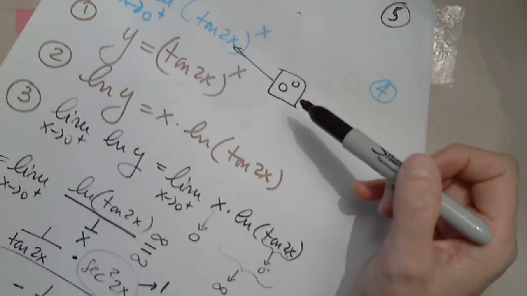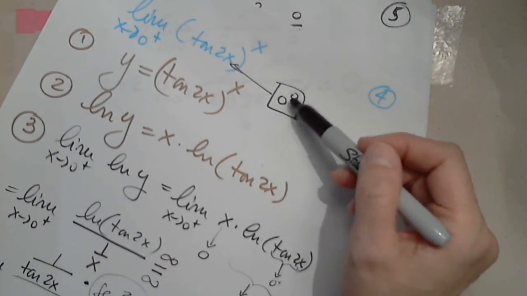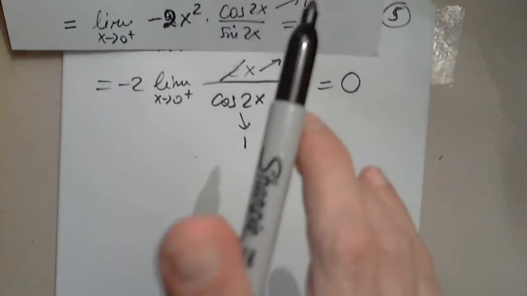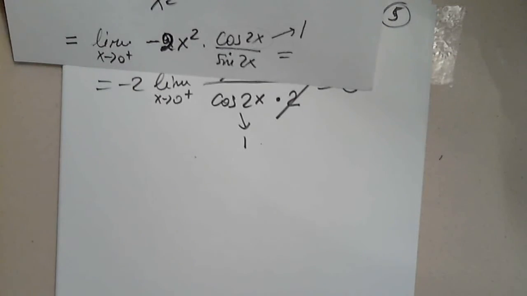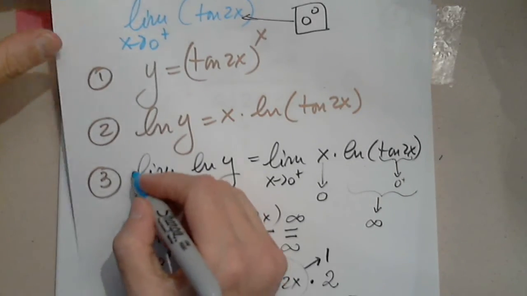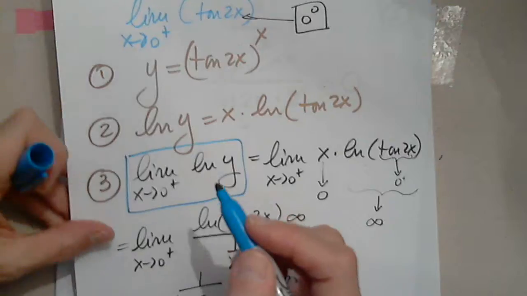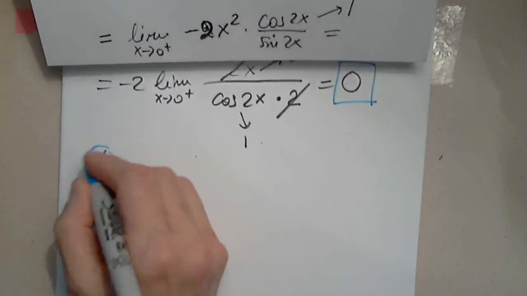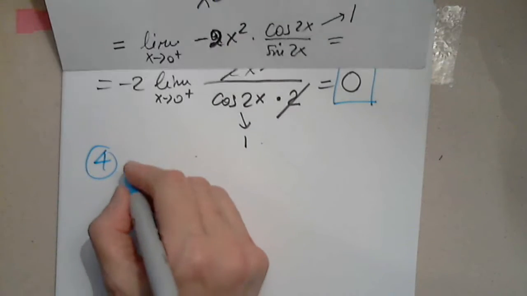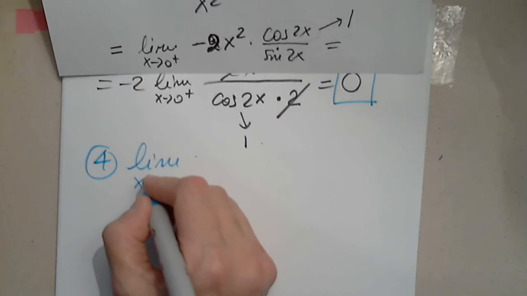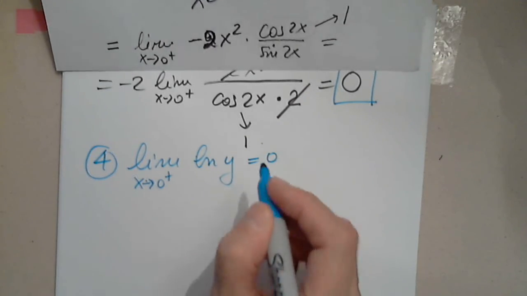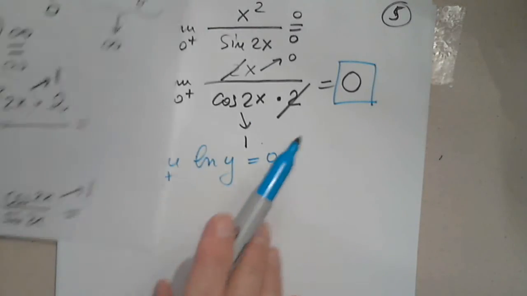You would have never guessed that, because you probably would have said, oh, 0 to 0 is 1. No, it's not. Not when the base is 0. So the answer is 0, but we are not finished. So I copy the beginning and I copy the end. So this is our step 4. I copy my starting point, limit as x approaches 0 from the right, from natural log y equals 0. I copy the beginning and the end.